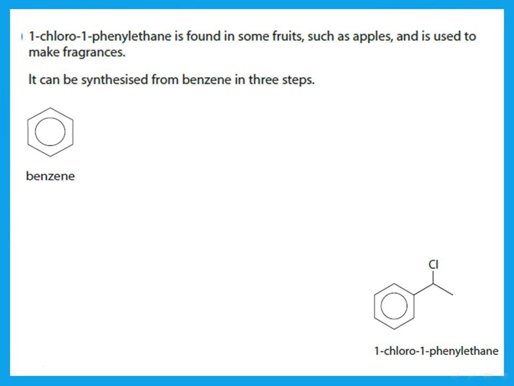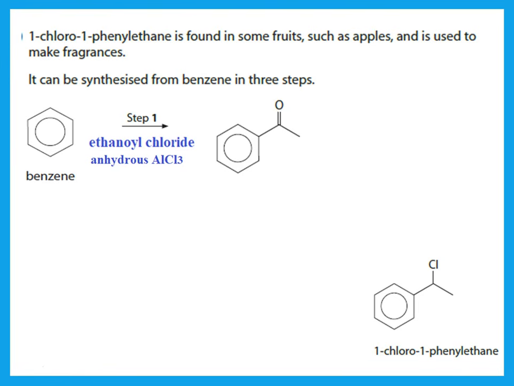1-chloro-1-phenylethane from benzene. So he's saying 1-chloro-1-phenylethane is found in some fruits such as apples and is used to make fragrances. It can be synthesized from benzene in 3 steps. So what can we do? I want to put this side group on the benzene ring. So what do I start with? I can start with ethanoyl chloride in presence of anhydrous aluminium chloride. This will put this group on the benzene ring. Remember, reaction of benzene with ethanoyl chloride will add this group to the benzene ring.